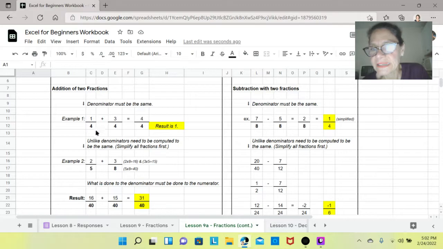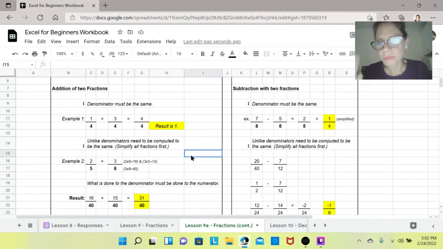So that's easy. When they're the same, you just add the two numbers on top together, and you get 4 over 4. The result is 1. Sometimes the fraction might have a 5 over the top and you have to divide, but we'll do that later. You get a number higher on the top, but then you have to always simplify to the lowest number.